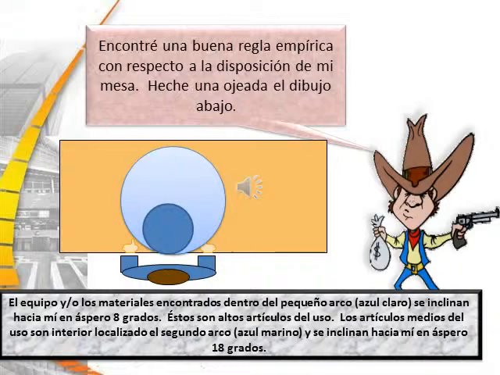Here we can see equipment and/or materials found inside the small arc, or the light blue, are tilted toward the operator. These are high use items. Medium use items are located inside the second arc, dark blue, and are shifted toward the operator at 18 degrees.